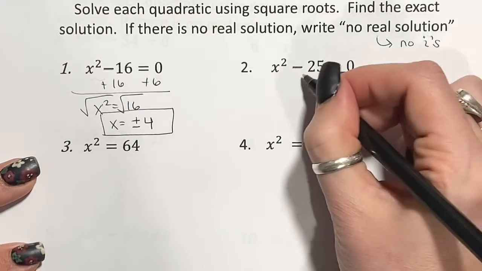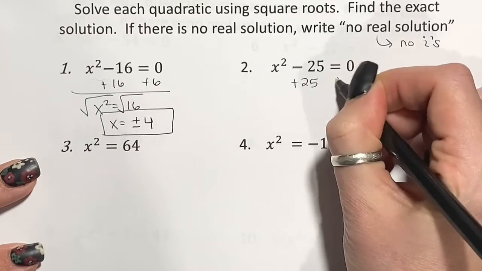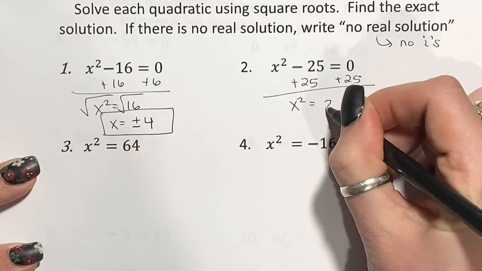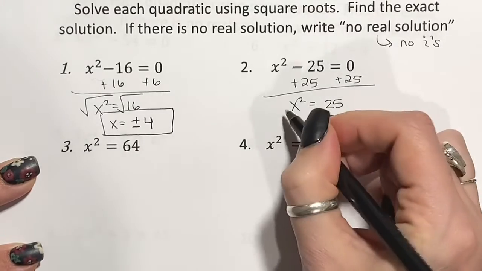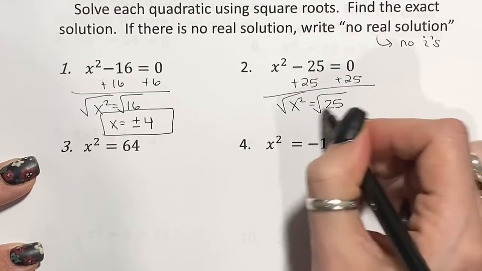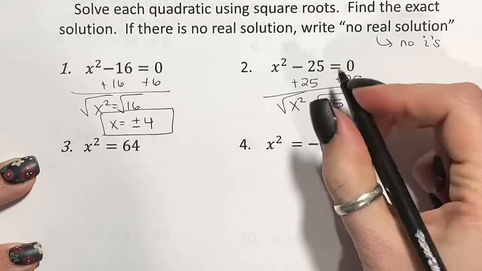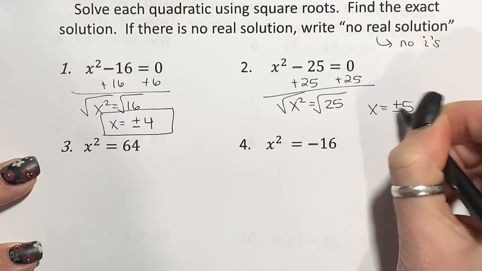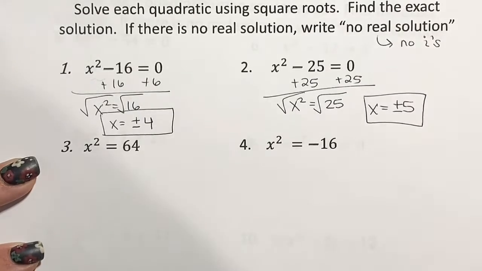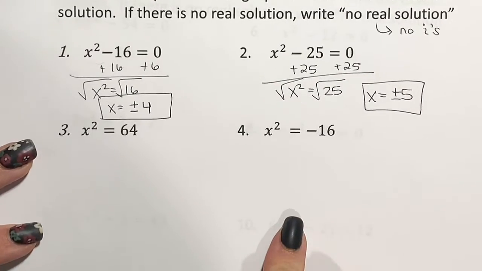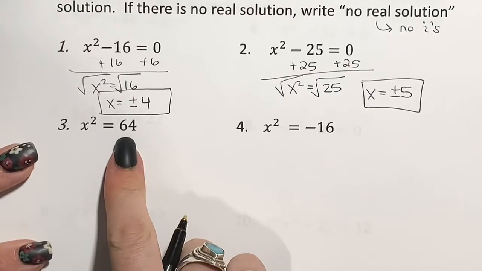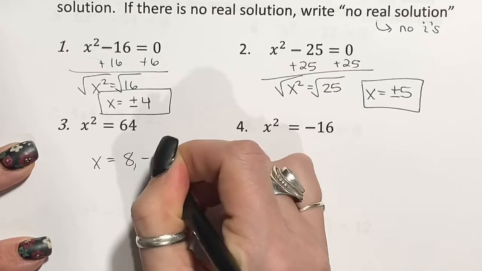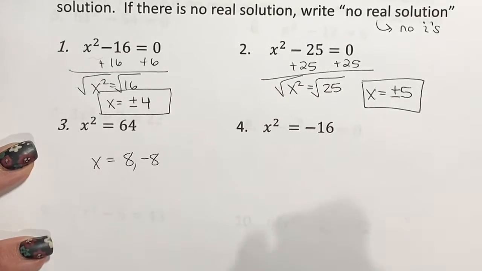Same on this one. Let's add the 25 over first. Kind of doing some easy ones here for you guys. You get x squared equals 25. Well, we take the square root. 25 is a perfect square. Square root of it is 5. But don't forget, we need the plus or minus 5 to get the whole answer right. Okay, x squared equals 64. We've already done this one. Hopefully you can just do it in your head. It's going to equal 8 and negative 8, or plus or minus 8.